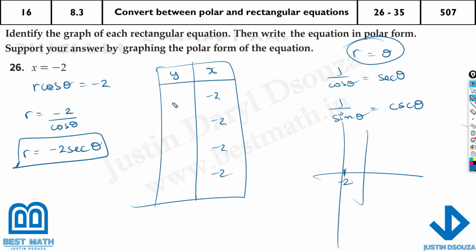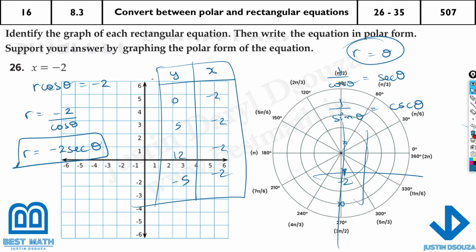Let's take some varying values of y. So let me take 0, 5, say 12, or minus 5. Everywhere the x value is minus 2. So wherever you go, minus 5 over here, here, here. So it is just a straight line. So in the exam, once you do this, this is the writing part. This is a simple one, so you have to just write 3 lines. That's it.